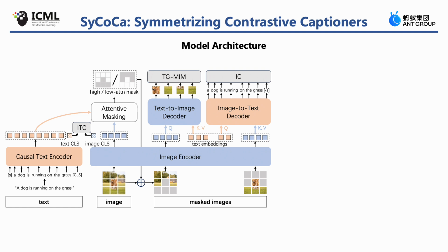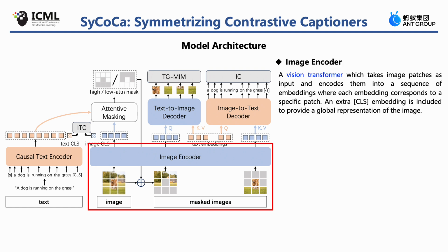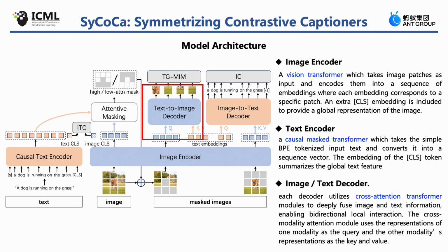As shown in the figure, the overall model architecture consists of four key components, namely the image encoder, the text encoder, the text-to-image decoder, and the image-to-text decoder. Here we use a vision transformer as the image encoder, which takes image patches as the input and encodes them into a sequence of embeddings. And we use a causal mask transformer as the text encoder, which takes the BPE tokenized input text and converts it into a sequence vector. The decoders utilize cross-attention transformer modules to deeply fuse image and text information.